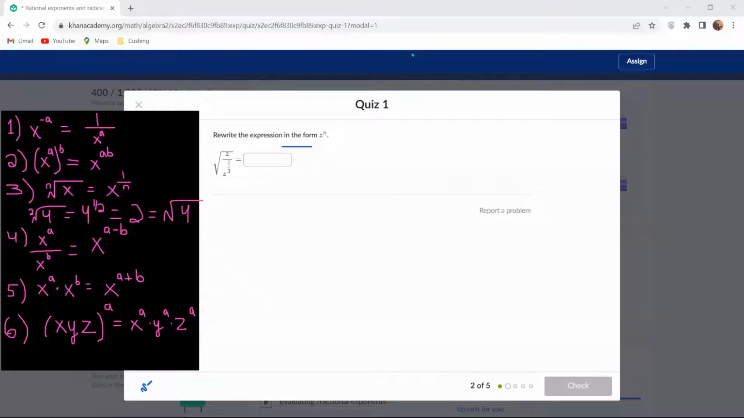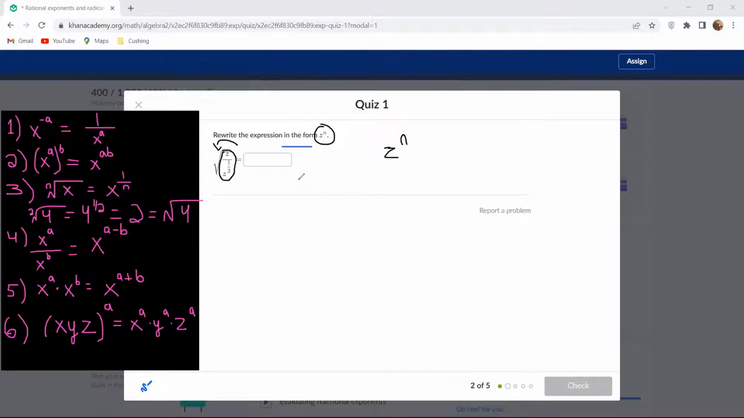It says rewrite the expression in the form z to the n. So we want to have z as our base raised to some exponent n. I'm just going to figure out what that exponent is. If you look at this expression, it looks a little wonky. What I'm going to do is simplify what's under the square root and then take the square root of it afterwards.